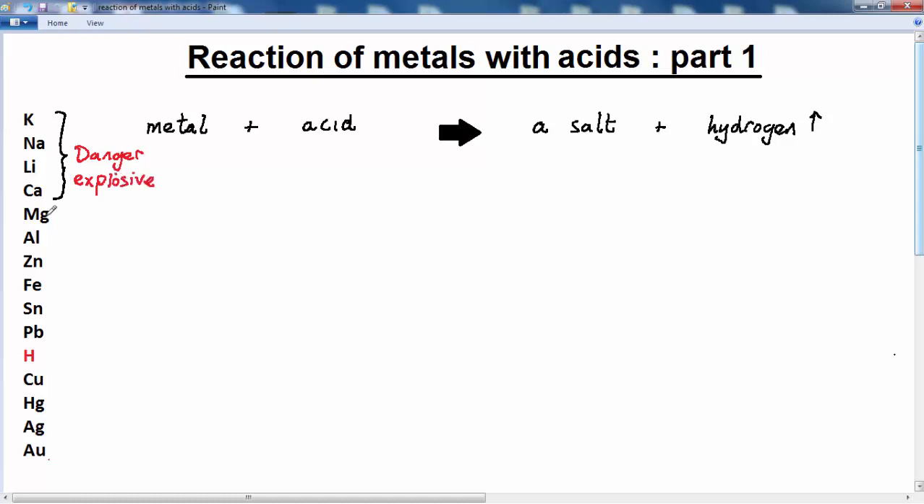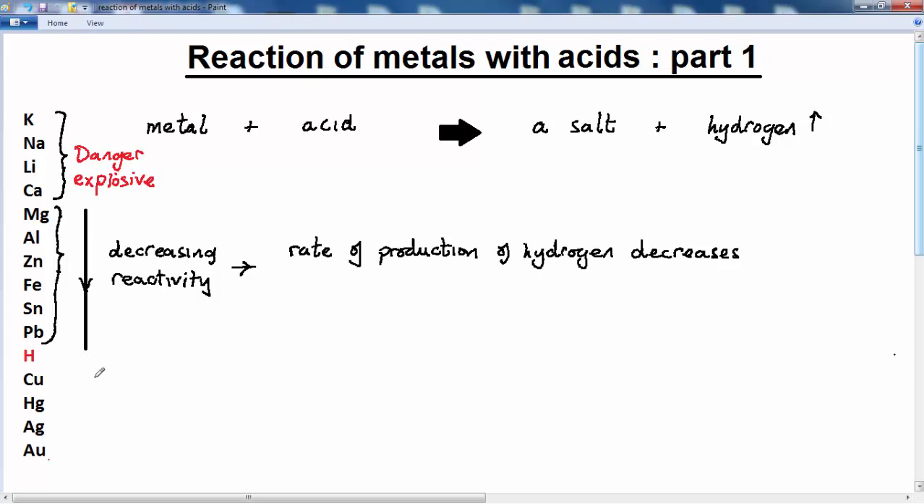And then after that, between magnesium and lead, the metals react with decreasing reactivity, and this will be evident in the rate at which hydrogen is released. So as we move down this series, the rate at which hydrogen is released decreases as we get towards hydrogen. And then after hydrogen, these metals are no longer capable of reducing the hydrogen ion into the hydrogen atom and therefore a gas. So, as in the case of water, these do not react with acids either.